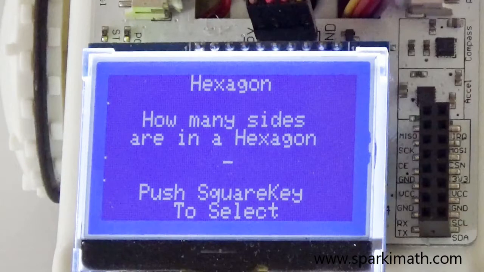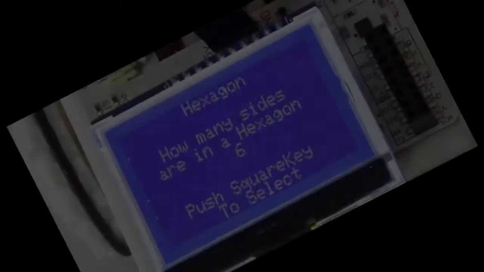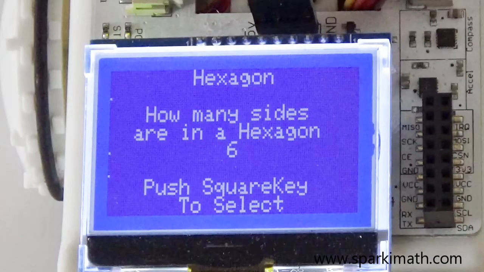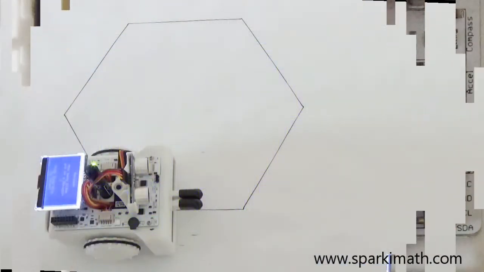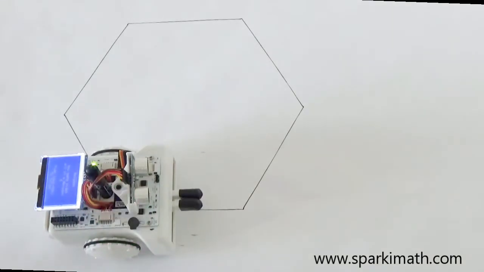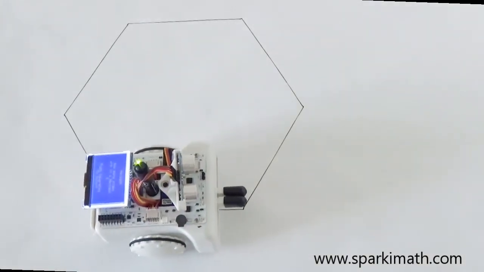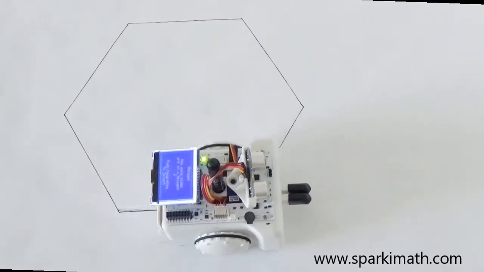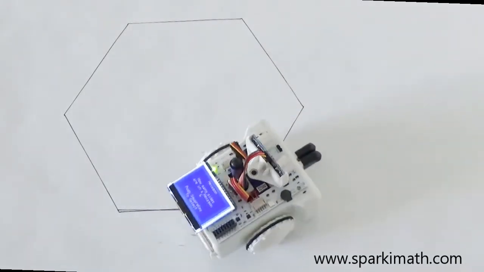So we come to our first question, and it says, how many sides are in a hexagon? The answer is definitely 6, so let's push the square key. Let's see what Sparki says. Yep, Sparki likes that answer. He claps his grippers 3 times, and he moves to redraw the first side of our hexagon.